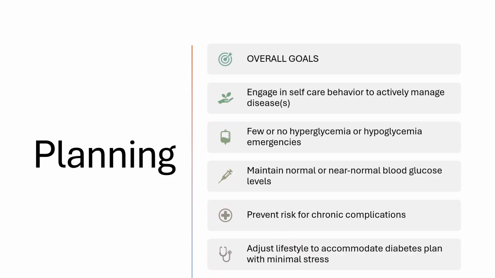So, for planning for the diabetic patients, our overall goal is to engage in self care behavior to actively manage the disease. I always say that there's two ways that you can do this. The disease can manage you or you can manage the disease. You managing the disease allows you to take the disease and incorporate it into your life instead of the disease taking over your life. We would like to have few or no hyper or hypoglycemia emergencies, maintain normal or near normal blood glucose levels, prevent risk for chronic complications, which we'll get into in just a few minutes, and adjust lifestyle to accommodate the diabetes plan with minimal stress.